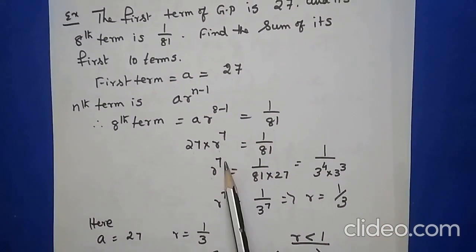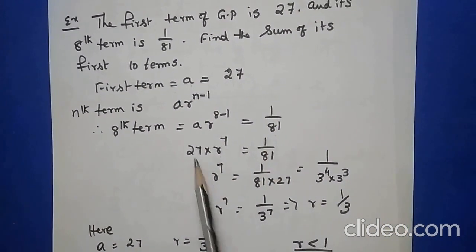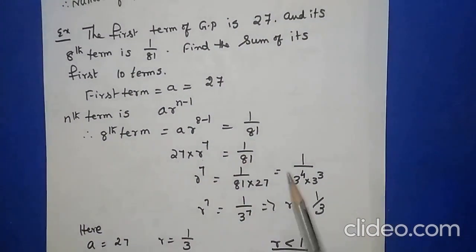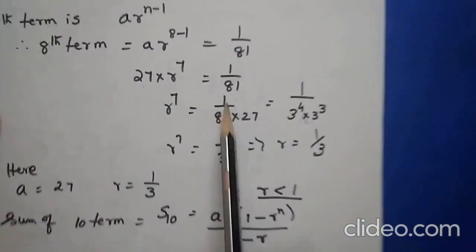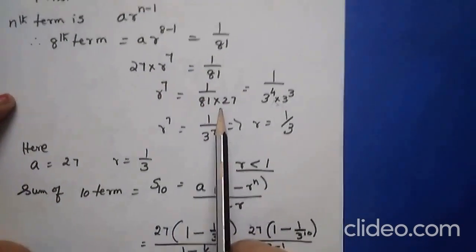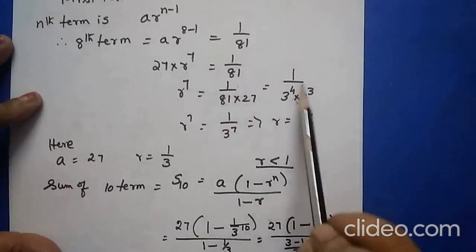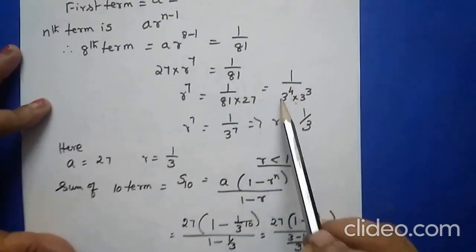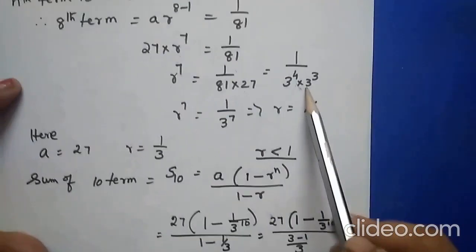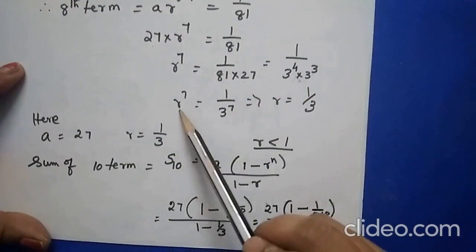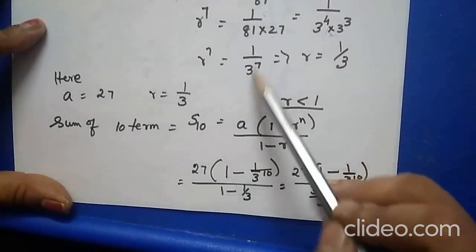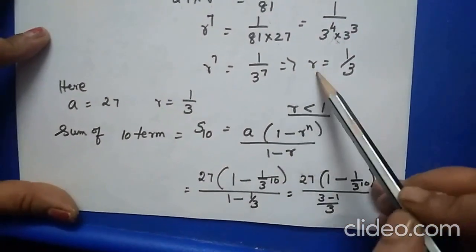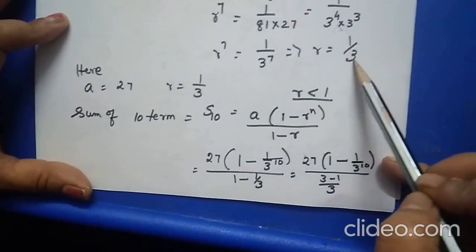r to the power of 7 is 1 by 81, and the 27 will come to the denominator. So r power 7 is equal to 1 by 81 into 27. It will come to the denominator, so 1 by 3 to the power of 4 into 3 power 3. 81 is 3 to the power of 4 and 27 is 3 to the power of 3. So r power 7 is equal to 1 by 3 to the power of 7. That is, r is equal to 1 by 3.